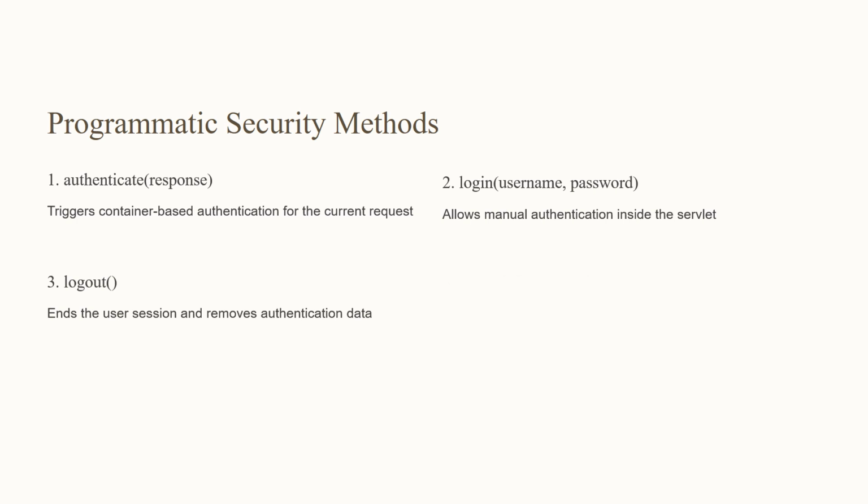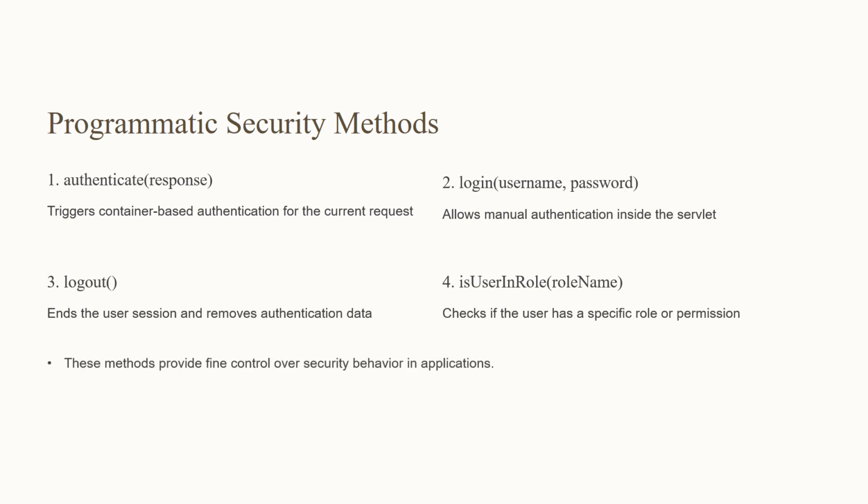Finally, isUserInRole checks whether the current user has a specific role or permission. This is especially useful for controlling access to certain features or resources based on the user roles. Together, these methods give developers fine-grained control over how security is handled within their applications, especially when more dynamic behavior is required.